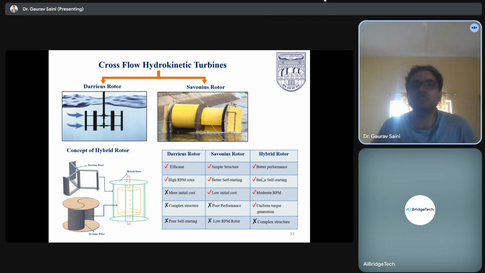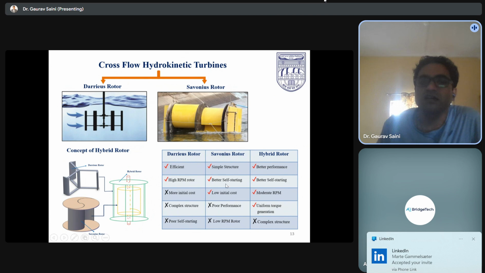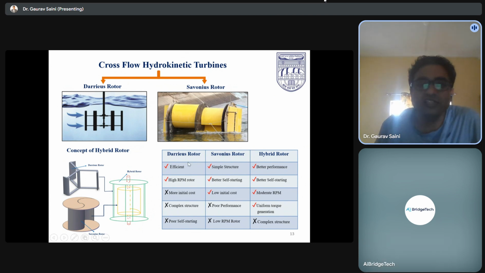The advantage of this Savonius is that it has better self-starting capabilities, but as we have seen also in the case of the Betz limit, it has poor performance. The performance or efficiency of the Savonius is very low. But in case of the Darrieus, it is efficient. It has a high RPM rotor, so that can be utilized for power generation. But the problem with the Darrieus is that it has very little initial starting capability and a complex structure.